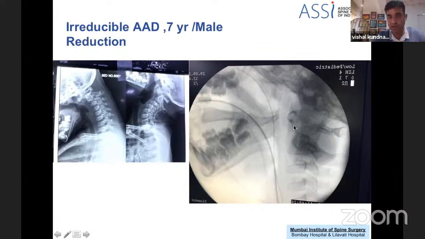So this is a C1 push technique, and all this you must try. This can really save your day. It can prevent you a second surgery.